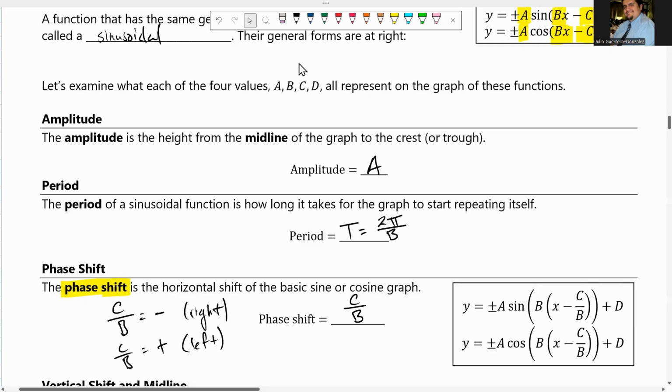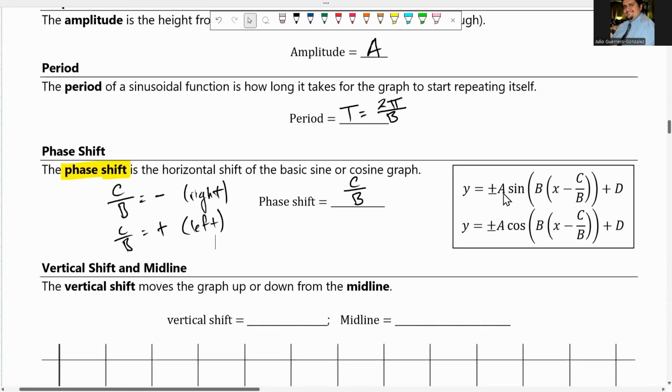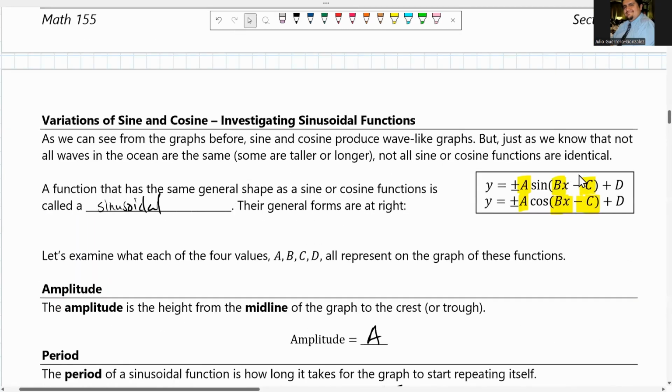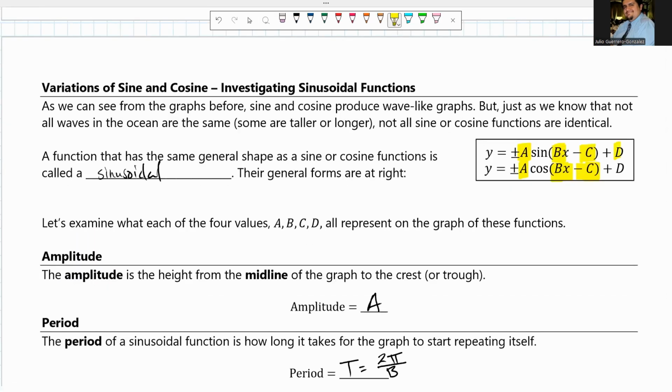Okay. Last thing I got to cover, vertical shift. And that is going to be equal to that D value. And the midline is going to be that y equals D value. It's basically this D value right here at the tail end. This is basically telling us that we're going to grab our graph and move it either up or down.